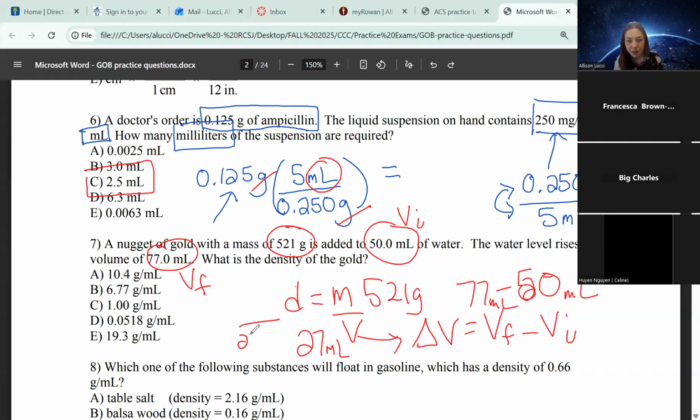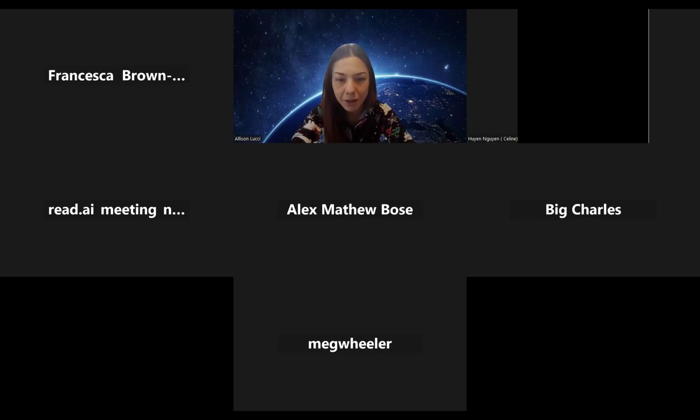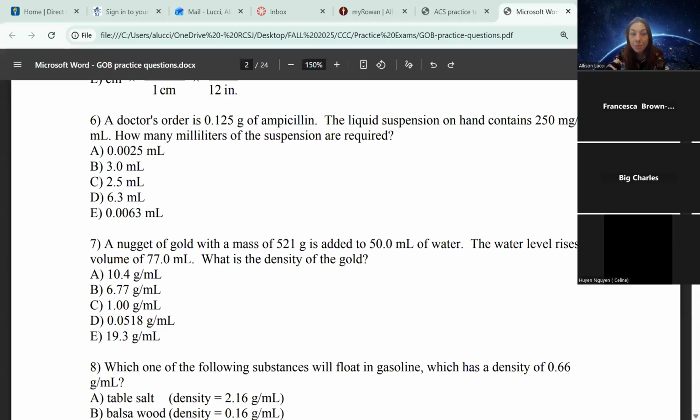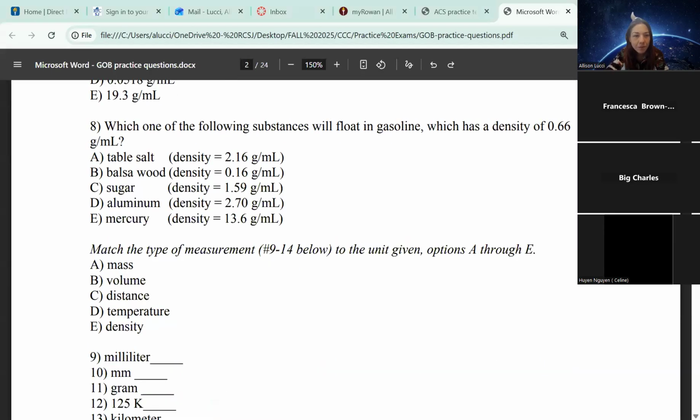So here, I'll put it all together over here. 521 divided by 27. If you do that math in your calculator, you'll get about 19.3 grams per milliliter, or exactly that. So don't forget the density equation. Some simple equations like that that we learned early on may not be given in the front cover of the booklet because they're pretty simple, easy to remember. They'll give you some harder stuff, so you can devote your brain to more deductive reasoning and memorization of conversion factors.